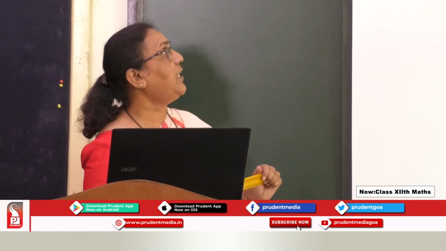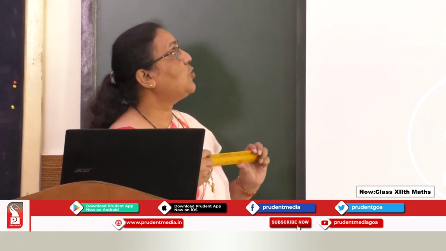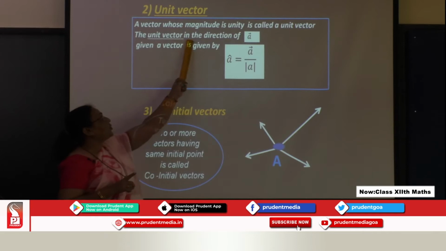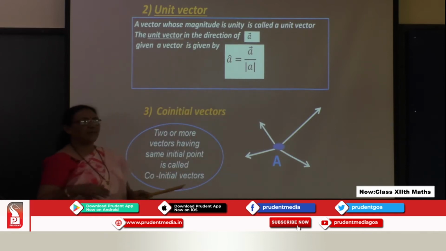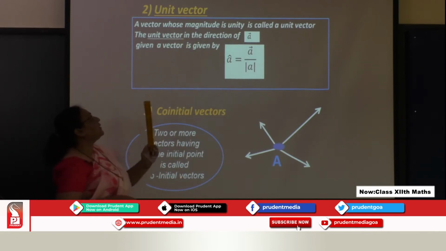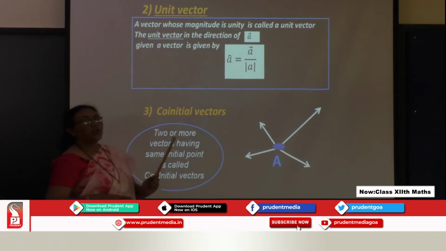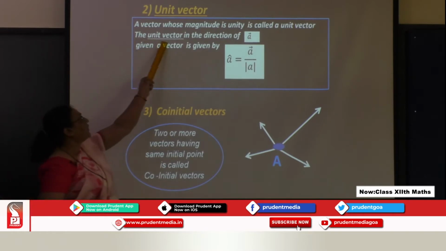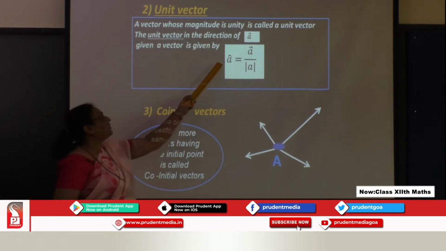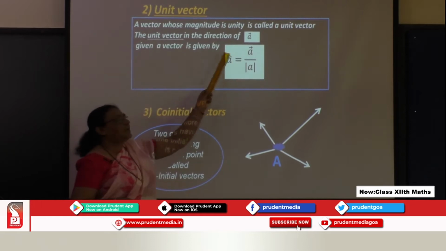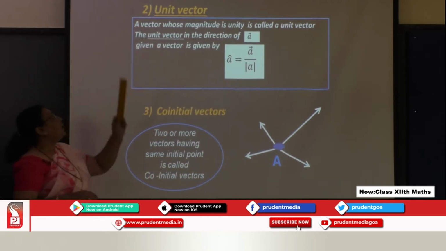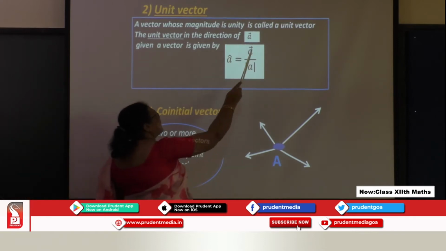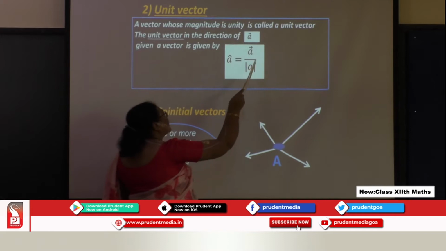Next one, unit vector. A vector whose magnitude is unity. The magnitude is 1 unit. It can be 1 centimeter, 1 meter, 1 kilometer. The vector whose magnitude is unity is called a unit vector. The unit vector along any vector A is given by A cap. A unit vector is always denoted by a cap, and this unit vector is the vector divided by its magnitude.